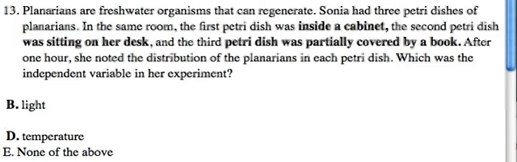The only thing that is different is their location. Their location, one being inside a cabinet. Now think to yourself, if one is inside a cabinet and one is just sitting on her desk, they're going to get different amounts of light, right? One is going to get total light on the desk. Another is going to get a little bit of light, covered by a book, because it says partially covered by a book. And the other one inside a cabinet is going to get very little light. So you have one with a lot of light, one with a little bit of light, and one with hardly any light. That would be the answer, B, light.